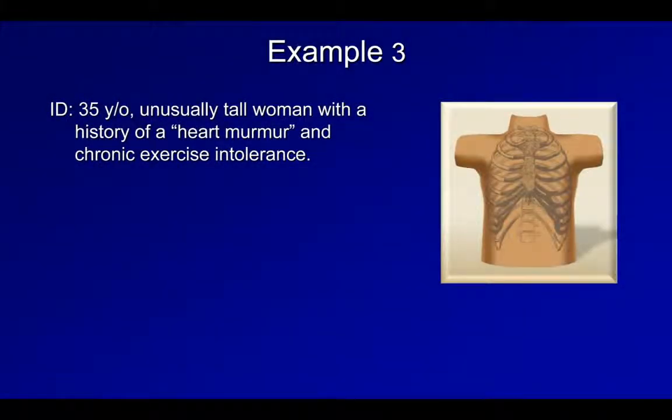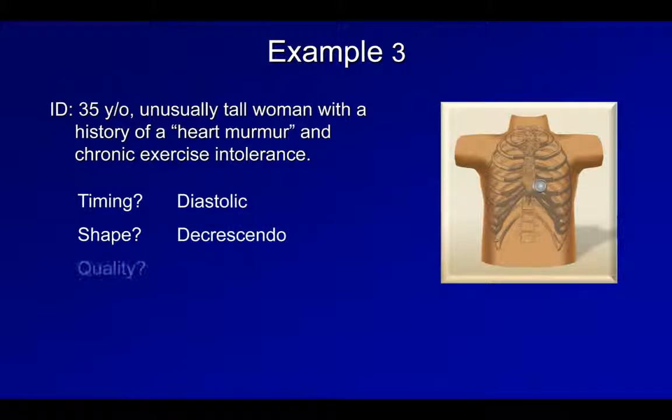For example 3, we have a 35-year-old woman who reports a history of a heart murmur and chronic exercise intolerance. This is best heard at the fourth left intercostal space. This time, listen for the timing, the shape, and the quality. Hopefully, the timing for this murmur sounds different than the previous 2 examples. That's because this is a diastolic murmur. Its shape? Decrescendo.